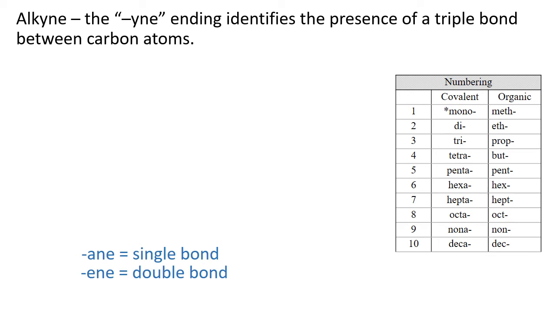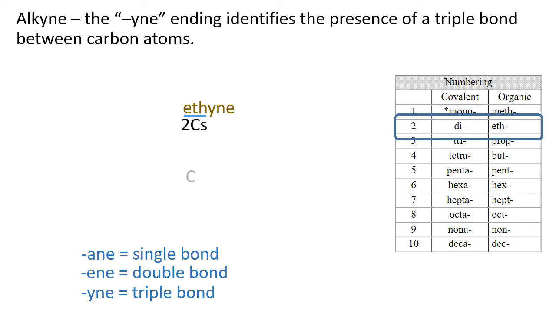Alkyne, the yne ending identifies the presence of a triple bond between carbon atoms. So on your formula sheet, note that yne means triple bond. So if I have ethyne, eth means 2 carbons. So I draw 2 carbons. Yne means triple bond. So I put in a triple bond. And each carbon is already making 3 bonds, so I will add 1 hydrogen to both sides. And that's ethyne.